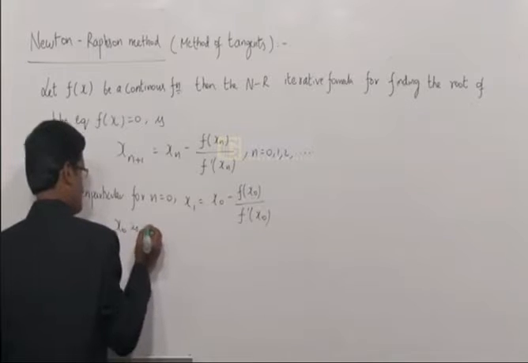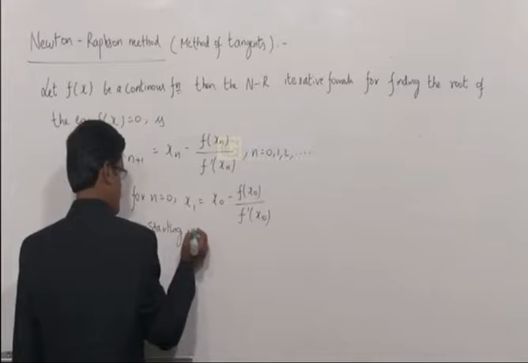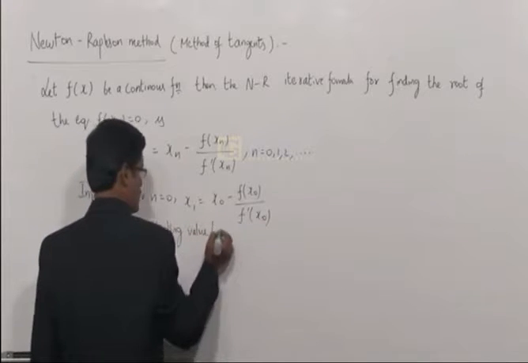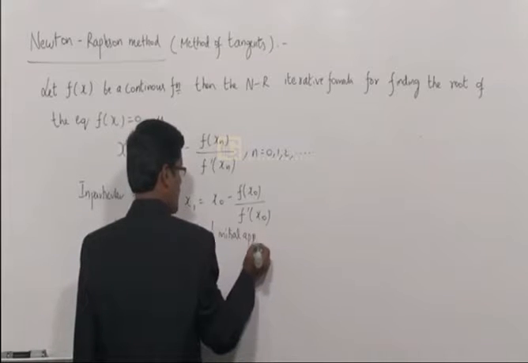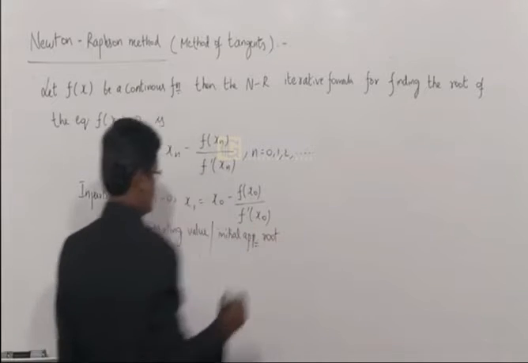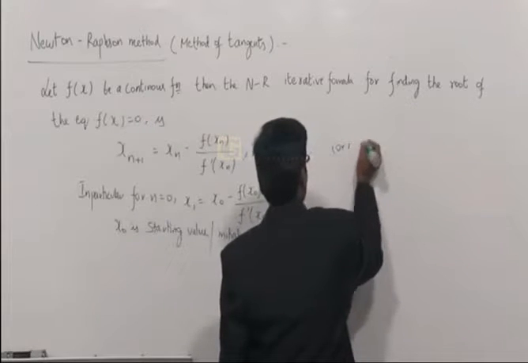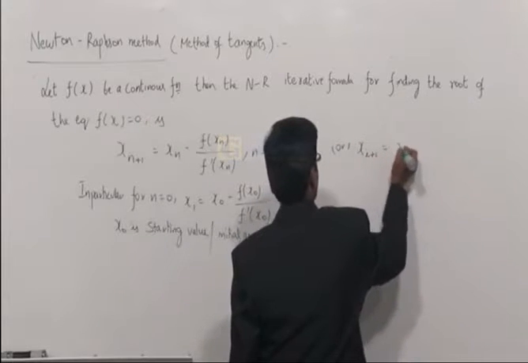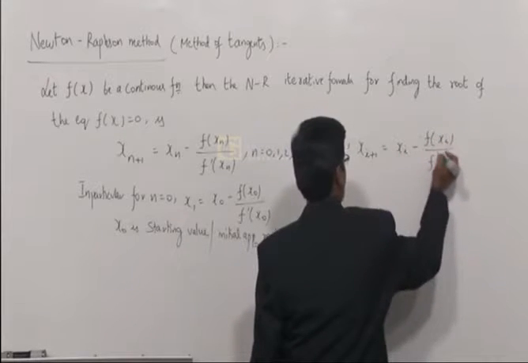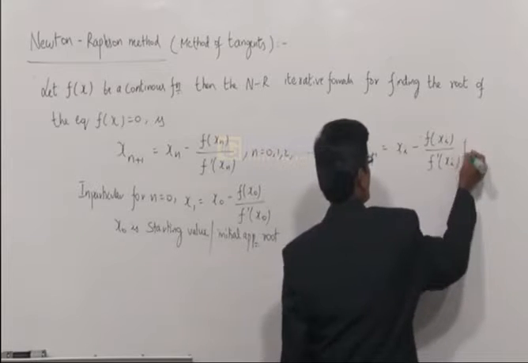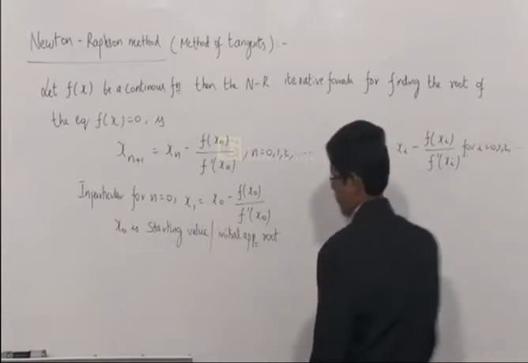x0 is the starting value or initial approximation of the root. In some textbooks, this iteration formula is given as x(i+1) is equal to xi minus f(xi) divided by f dash (xi), for i is equal to 0, 1, 2, and so on.